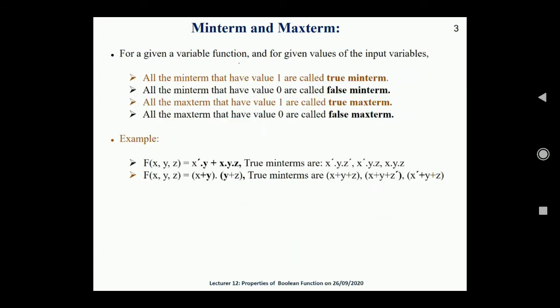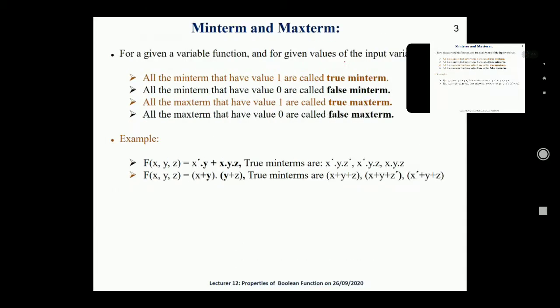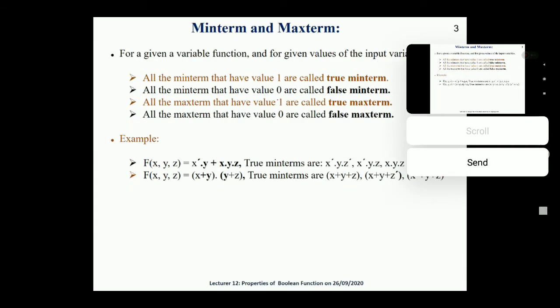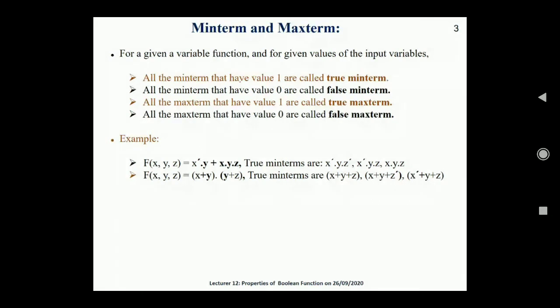Next, for a given n-variable function and for given values of the input variables, all the min terms that have value 1 are called true min terms, and all the min terms that have value 0 are called false min terms. In the same way, for the max term, if the value is 1 it is called a true max term, and otherwise a false max term.